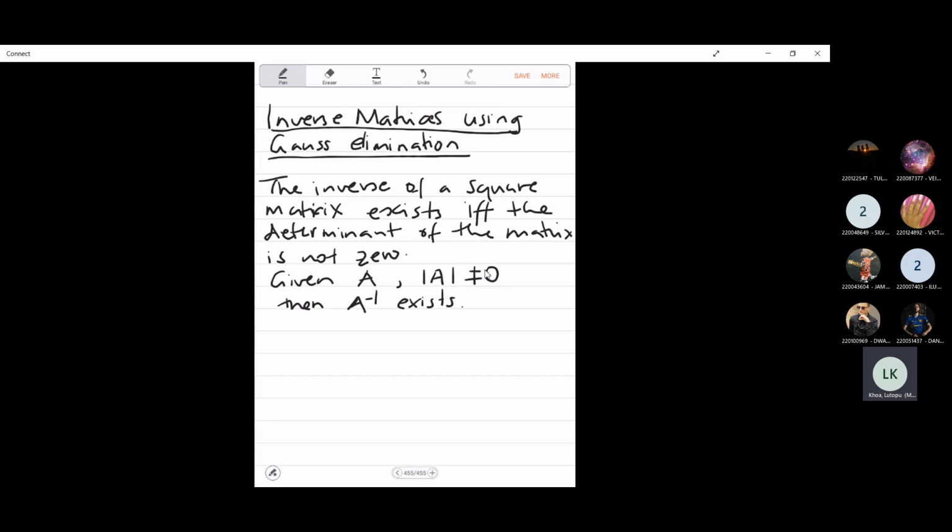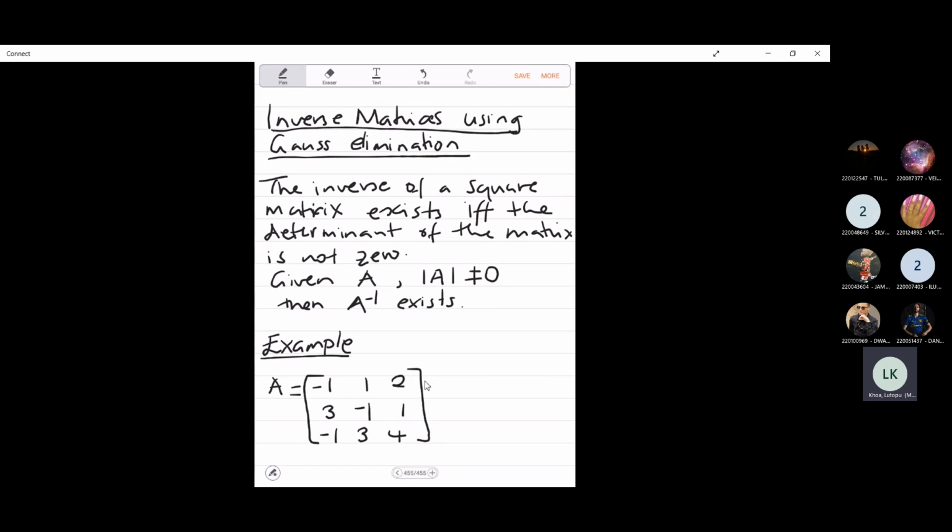So we can look at an example of how we will actually work this out. We are given a matrix A. This is -1, 1, 2, 3, -1, 1, -1, 3, 4. And we want to work out the inverse of this matrix. First thing we have to do is check whether the determinant is non-zero. Then we can proceed to use Gauss elimination. So we'll work out the determinant.